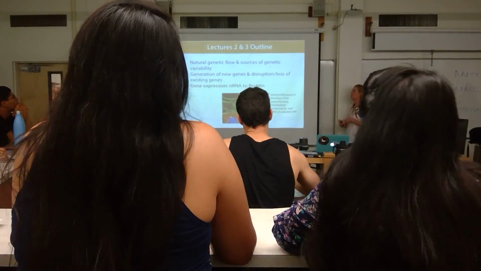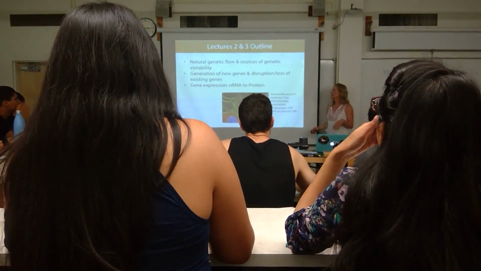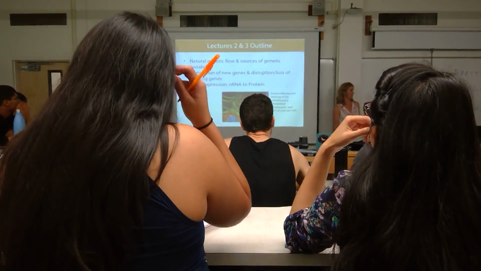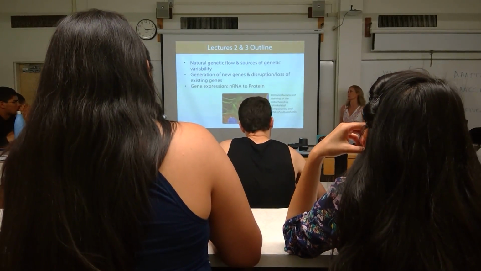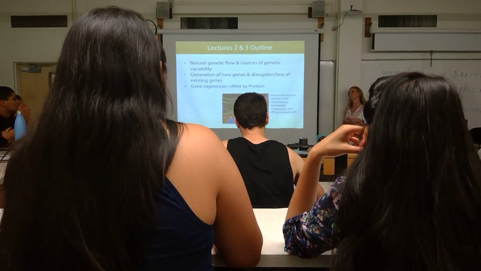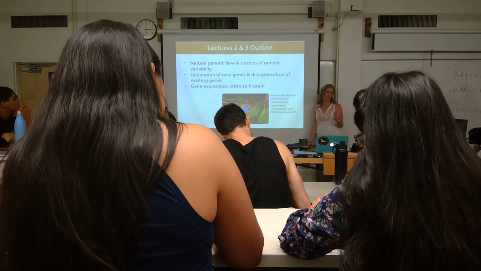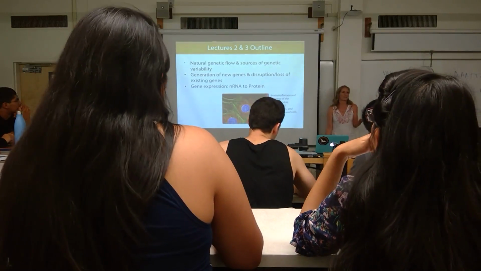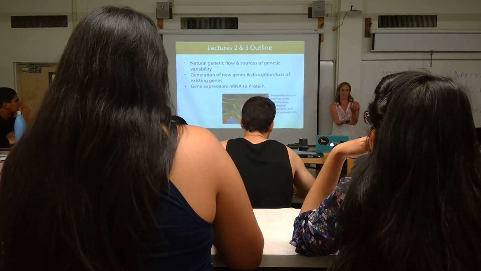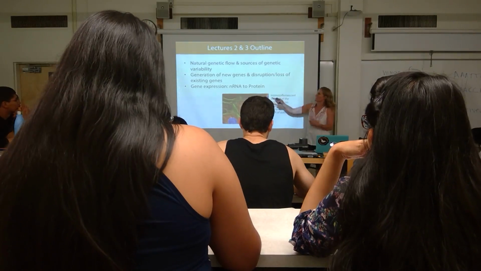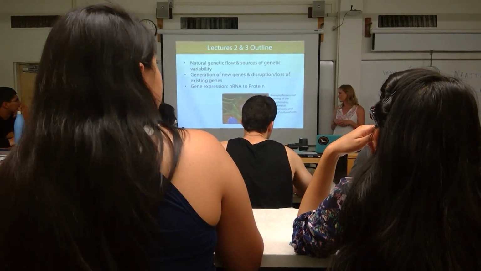Genetic flow. So how do genes flow through organisms, and then sources of genetic variability. There are all different ways to acquire variability in genomes, and we're going to talk about some of the ones that are the biggest fields. We'll talk about how new genes are generated, and anytime you generate a new gene, you're usually disrupting a gene that was already there. So those concepts are pretty connected. So generation of new genes and disruption or loss of an existing gene.